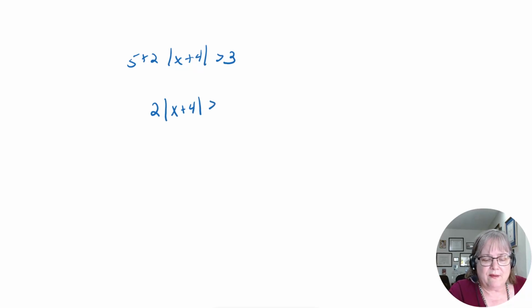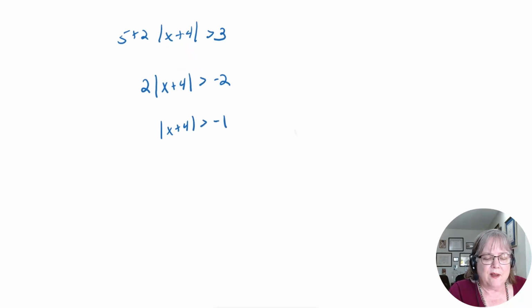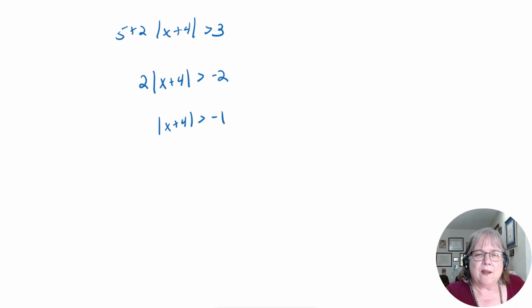When you subtract 5 from both sides, 3 minus 5 is a -2. Okay? And you could go ahead and divide both sides by 2, and you would have absolute value of x plus 4 is greater than a -1. But now think about it. When you take the absolute value of a number, isn't it always going to be positive? So isn't a positive always going to be greater than a negative? So this is always true.